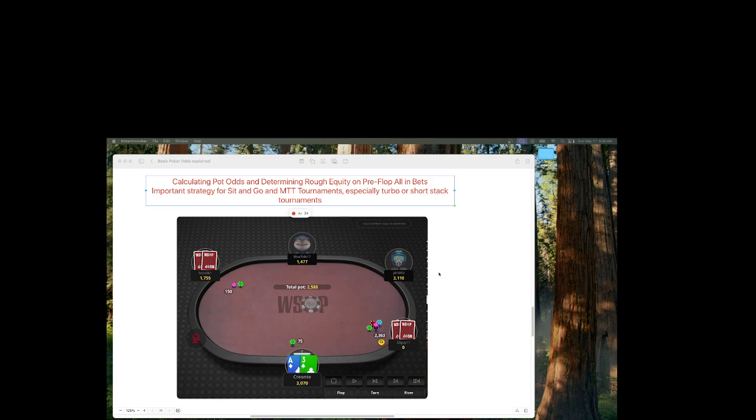All right, so I have this first scenario. We're at a 5-handed table. I'm in the small blind with ace 3, and there's a player behind me, but we're not going to worry too much about this player. This guy shoves all in for 2,300, which is about 15 big blinds, and we're in the small blind with ace 3.